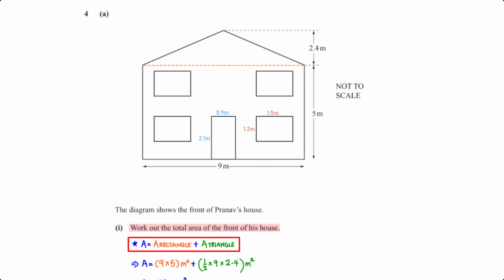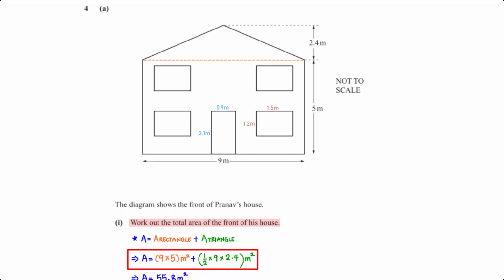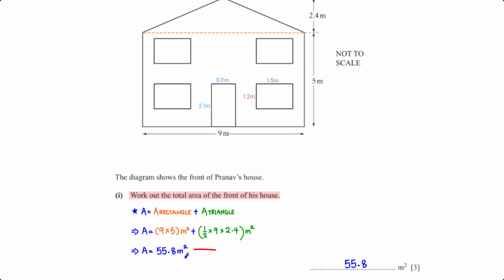The total area of the front of his house is equal to the area of the rectangle plus the area of the triangle at the top. The formula for the area of a rectangle is L times W, where the length L of the rectangle is 9 meters and the width W is 5 meters. The formula for the area of a triangle is half base times height, where the base is 9 meters and the height is 2.4 meters. When we type this into the calculator, we get 55.8 meters squared.